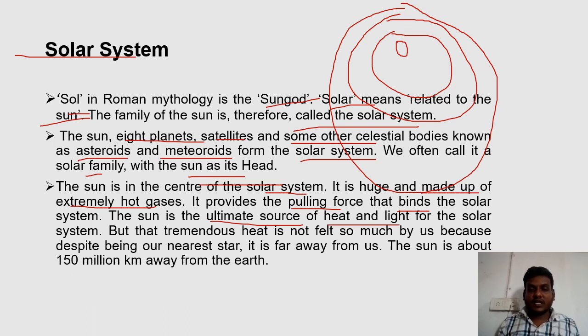But the heat is not distributed equally, because the sun is our nearest star. Near the sun, we observe very strong sunlight and heat, but farther away, the sunlight and heat decrease. The sun is about 115 million kilometers away from our Earth. Our Earth is in the third position in the solar system.